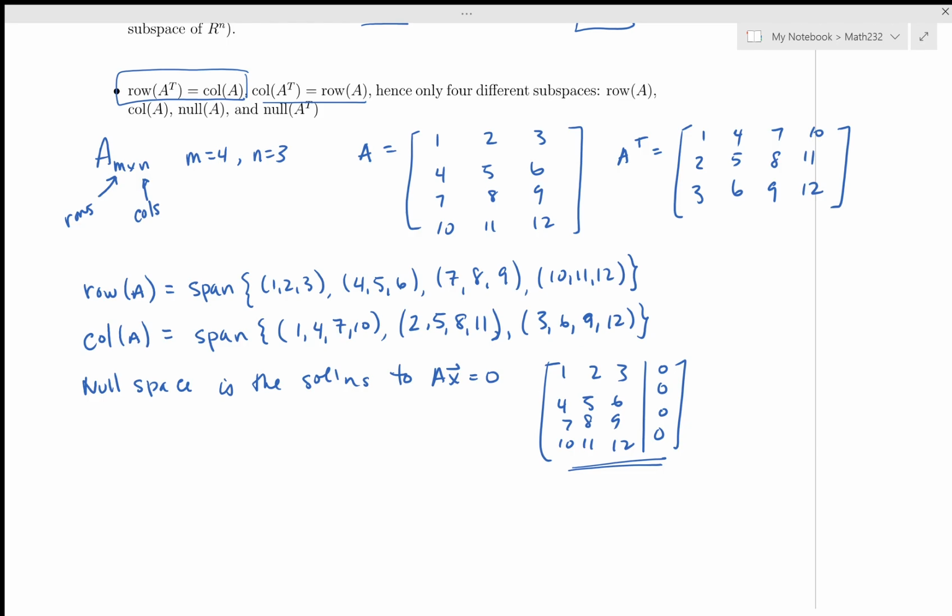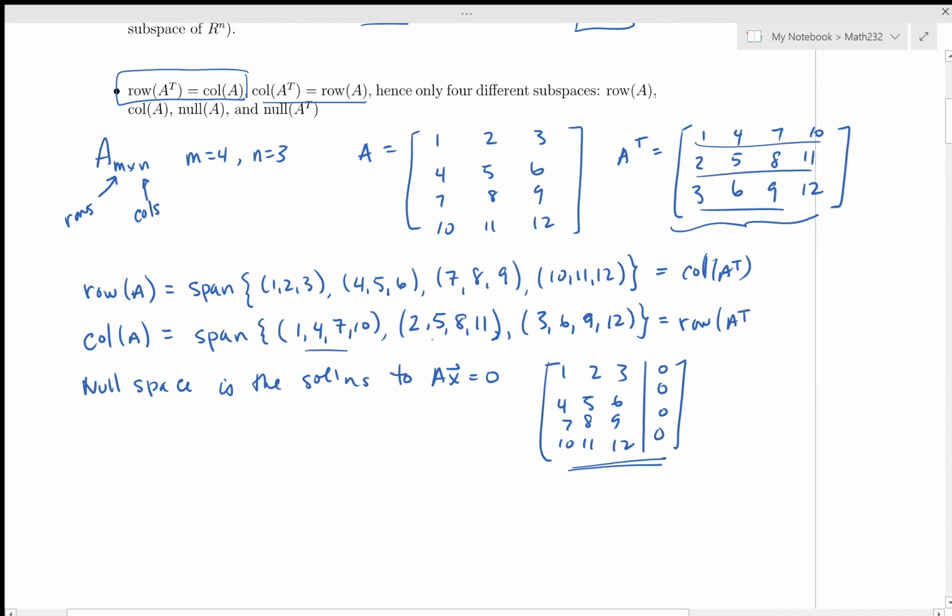Now if I take a look at the columns of A transpose, you can see that the columns of A transpose are the rows of A. So right here I see that this is the column space of A transpose, and this one here is the row space of A transpose. You can see the rows here, those are these guys here.